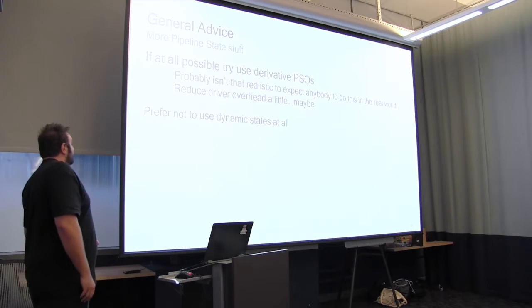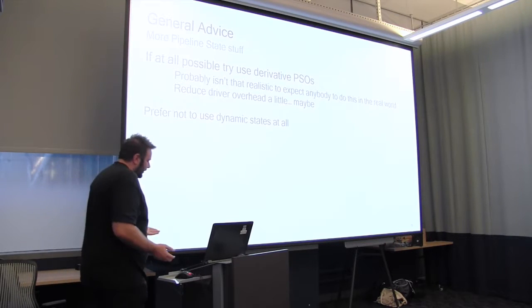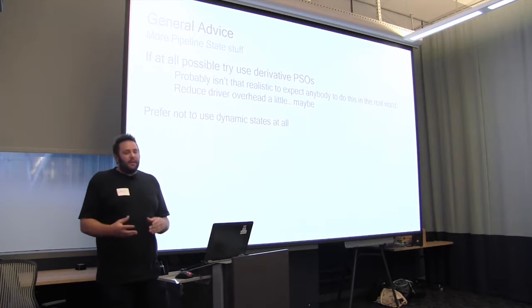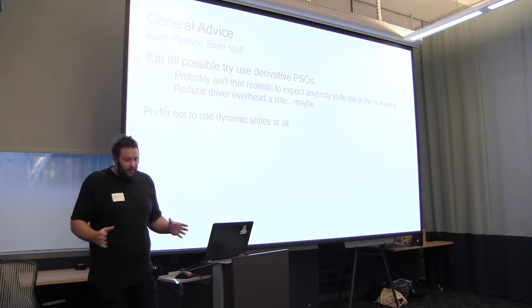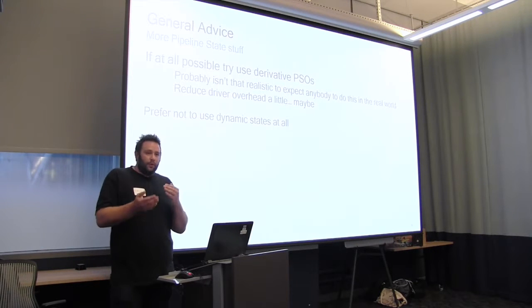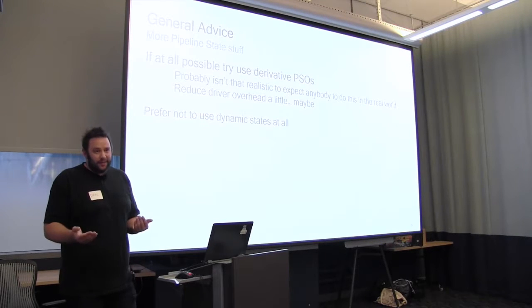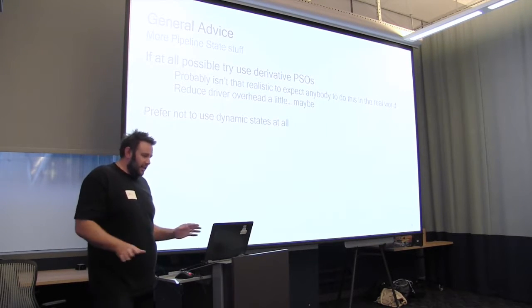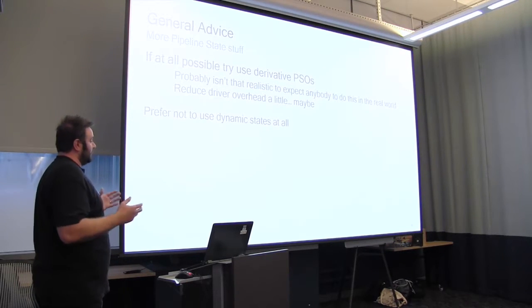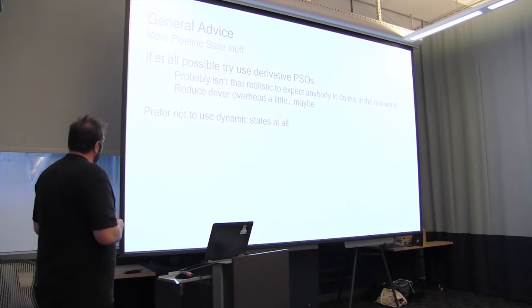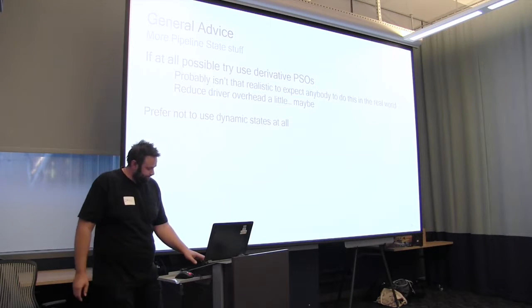So, some more general advice on pipeline state. If at all possible, try to use derivative PSOs. I don't think that's really realistic, because of the dynamic nature of scenes, you can't really know what state is going to come after what state. You're probably going to spend more time on the CPU trying to sort all your states so you can make use of derivative PSOs. And in that case, you're probably going to have to generate the derivative PSOs on the fly, so you're going to stutter. So I don't think it's that useful, but if you can ever find a use for it, there is a small benefit to using derivative PSOs. And if you can, prefer not to use dynamic states at all.